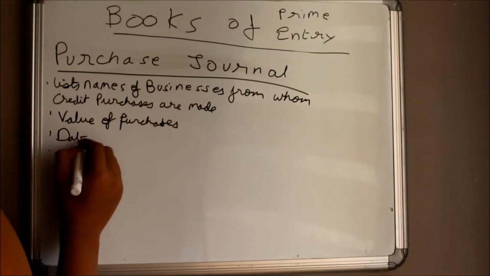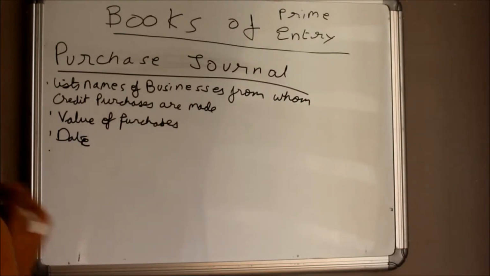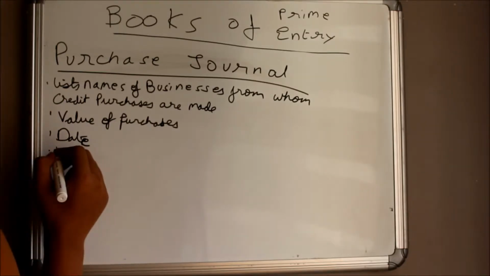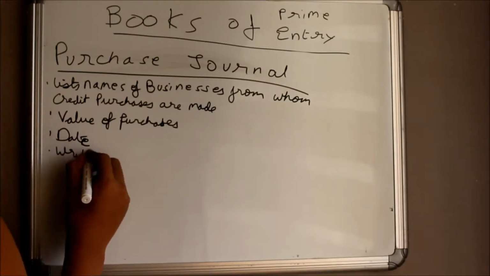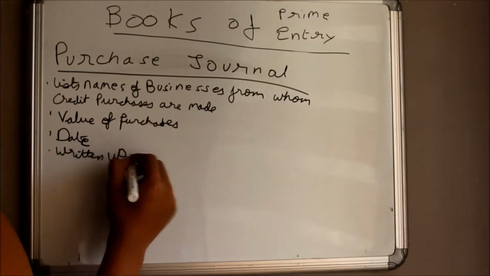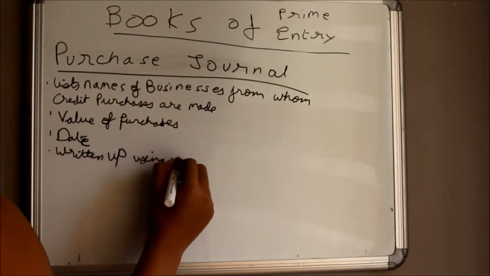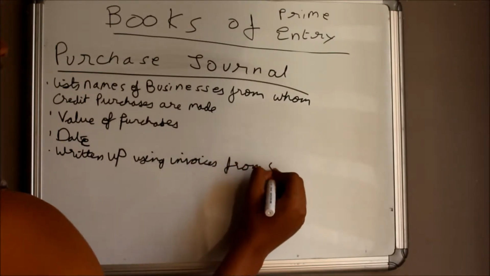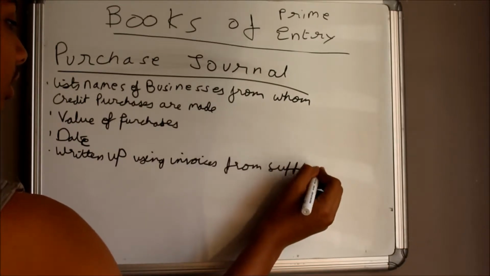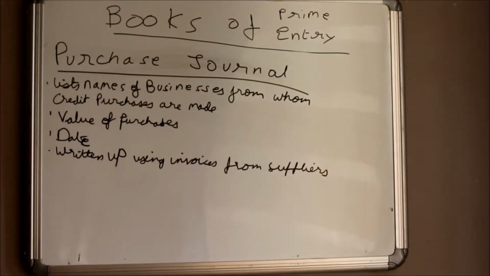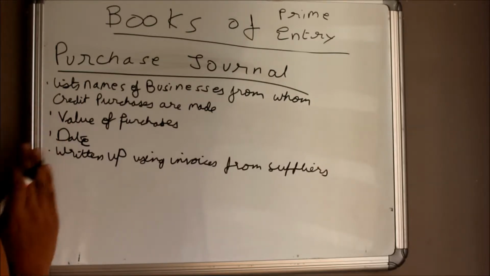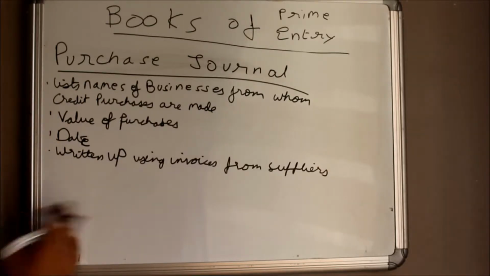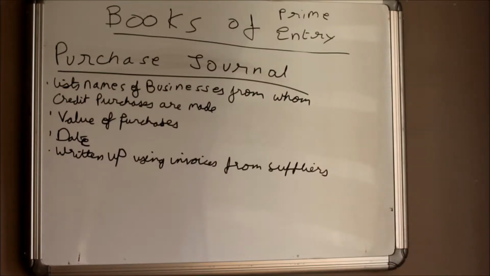And this purchase journal has two names, which are the purchase book or the purchase day book. It's written up using invoices received from suppliers. So this is what a purchase journal basically is and what it consists of. Now I'm going to show you what the entries for the purchase journal are.